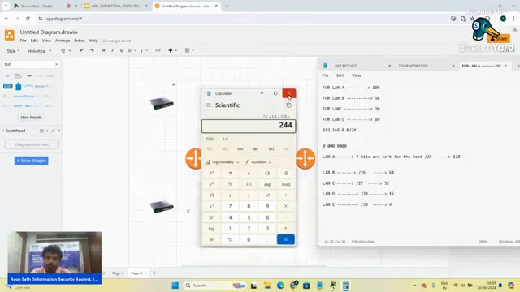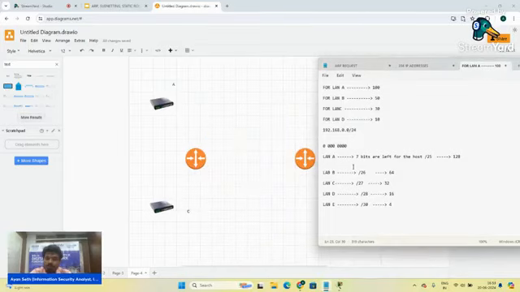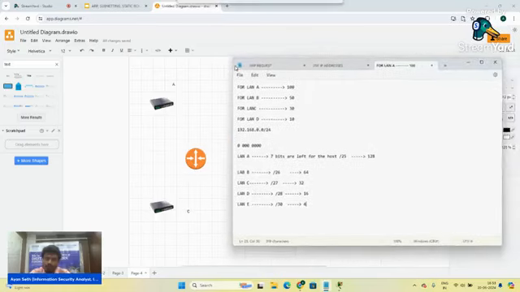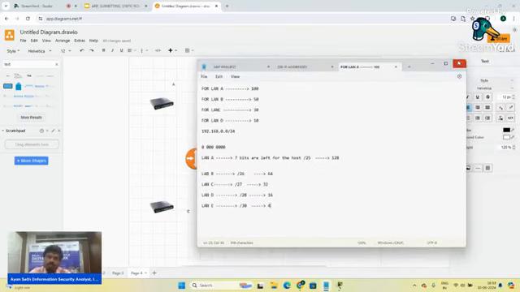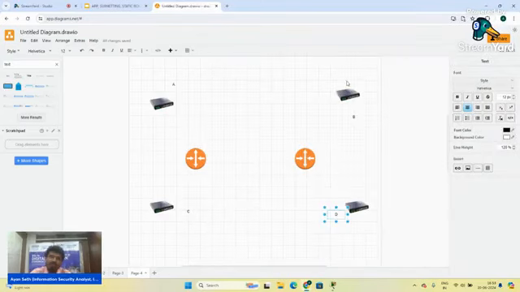That comes to 244. That means we have accommodated all these computers inside the 256 IP addresses. Only 244 IP addresses have been used among the 256 IP addresses. Right. So we have managed that. So this is the concept of VLSM, and that is the difference between FLSM and VLSM.